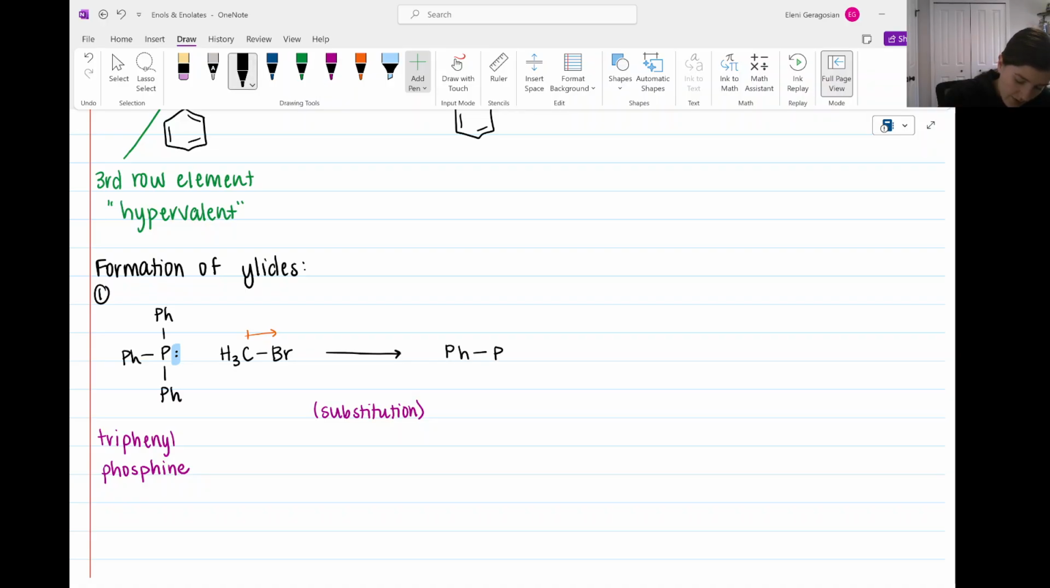Where we'd have the phosphorus still bonded to the 3 phenyl rings. And then now that phosphorus is bonded to the CH3 group, and bromine is the leaving group, so it leaves as an ion. In this case, phosphorus with 4 bonds has a positive charge. Phosphorus is in the same column as nitrogen, so it has similar formal charges as nitrogen would. So with 3 bonds and a lone pair, it's neutral. With 4 bonds, it is positive.